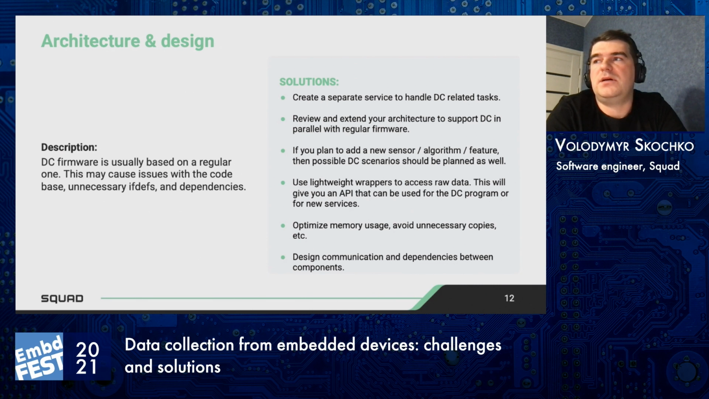A very important step: if you plan to add a new sensor or feature or algorithm, then you should plan what data collection should be done for it, and also you should understand how this new feature impacts the data collection process. Another one is to use lightweight wrappers to access raw data. This will give you some API and it will simplify your architecture. Also, you should, of course, review and optimize memory usage and avoid unnecessary copies in your data collection code. And the last one here, you should properly design communication and dependencies between components.